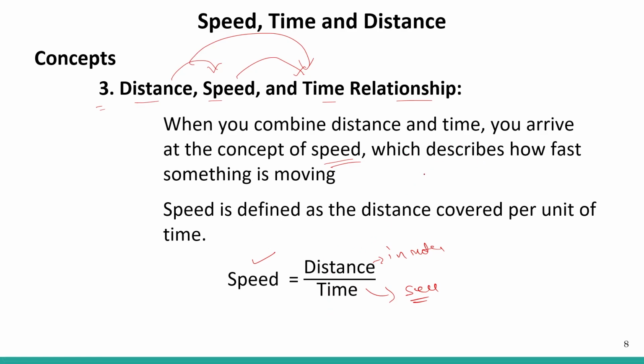Speed describes how fast something is moving or happening. Speed is defined as the distance covered per unit time. So if t is equal to 1, then it is in unit time, so speed is equal to distance per unit time.